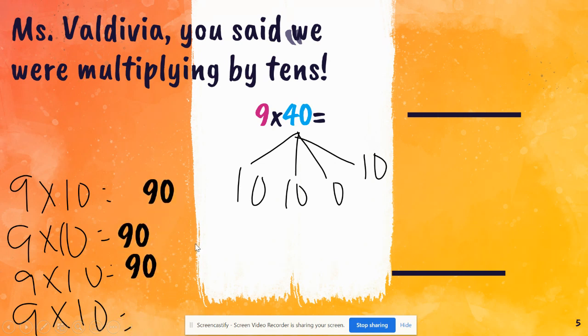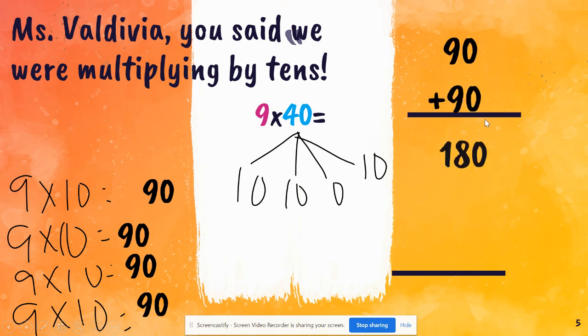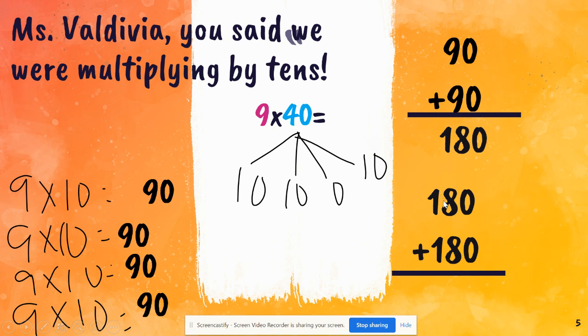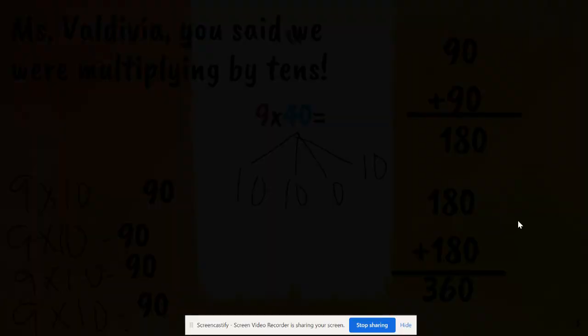Okay, we know 9 times 10 equals 90. We are not done here now. We need to take our 90s and add them together. So 90 plus 90 is 180. So I know that 2 90s equals 180, which means these 2 90s equal 180. So I can just double it. And 180 plus 180 equals 360.